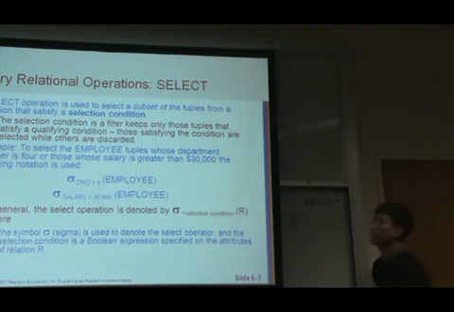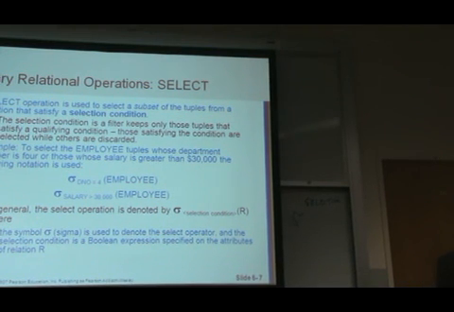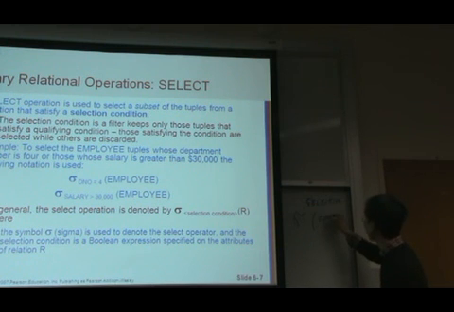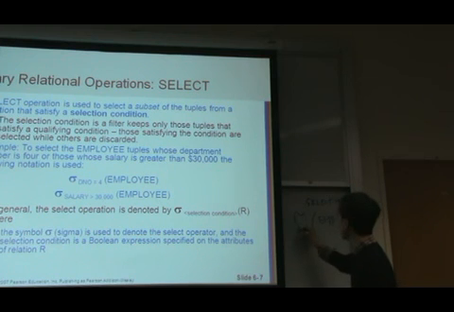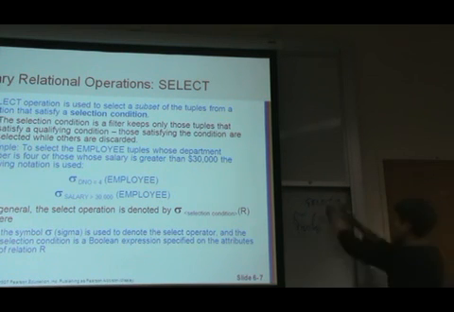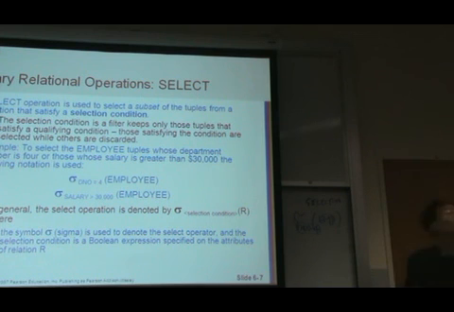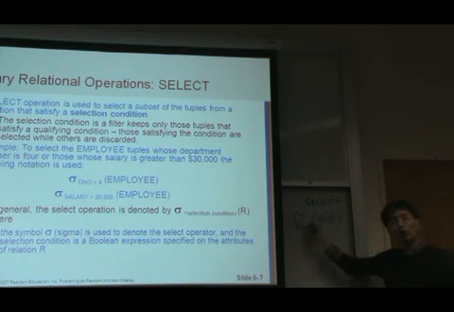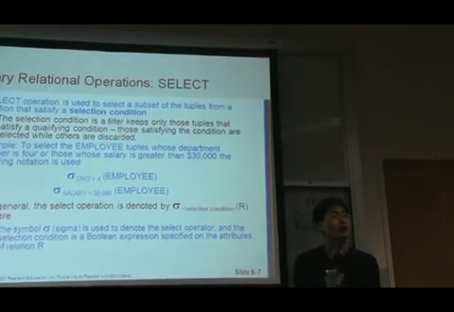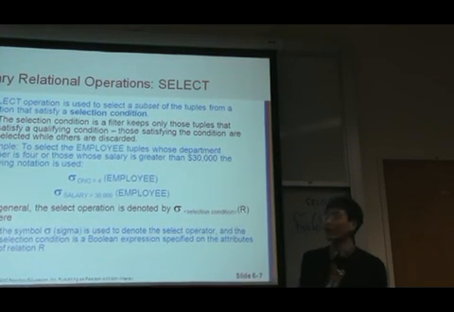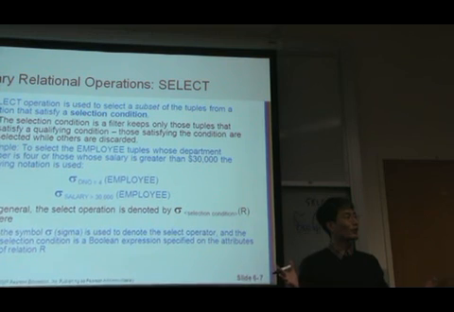The symbol is sigma, like this. Then we write the relation name with a condition. For example, the department number is 4. The condition is the subscript, and in parentheses, there is a relation. What does that mean? Employees who are in department number 4. What about this? Employees whose salary is bigger than 30K. Very simple. That is the way.